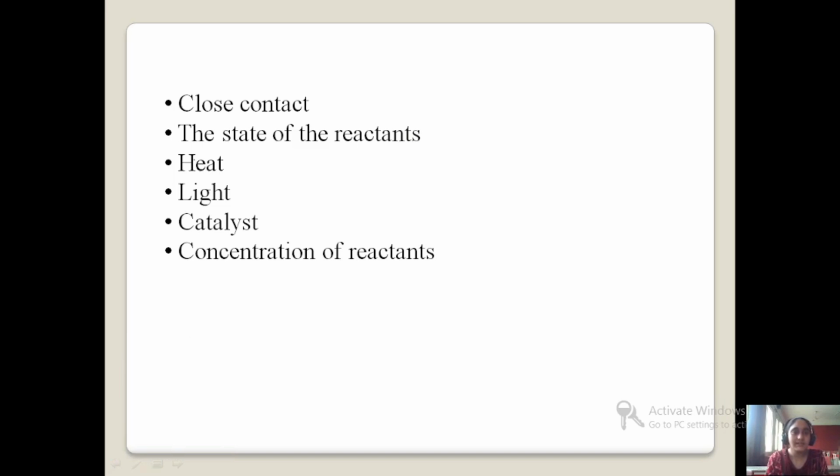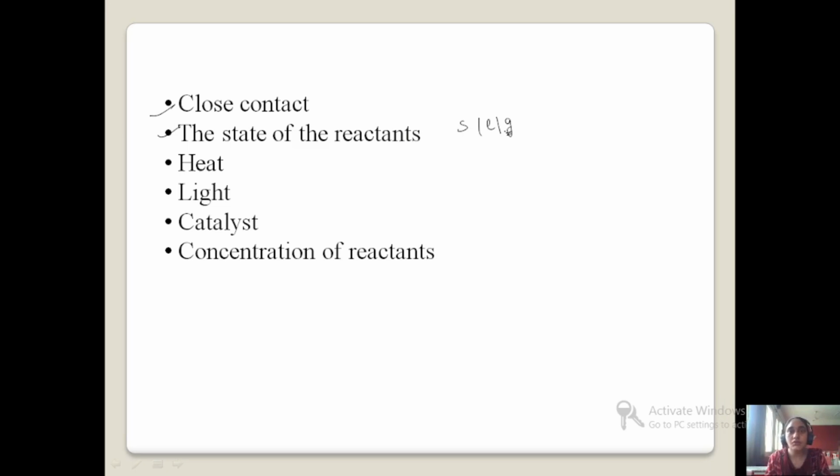Next is the state of the reactant. Generally we have three states: solid, liquid or gas. As we know, in the gaseous form the molecules are very free to move. They can move freely and collide with each other. When there is collision between the particles, there is more possibility of reaction. That's why for the state of reaction we usually take the gaseous or liquid state.